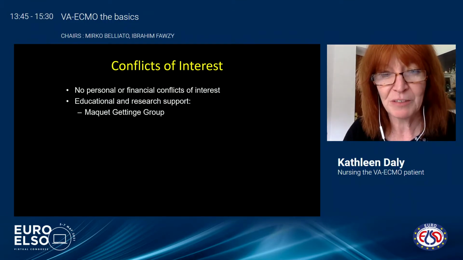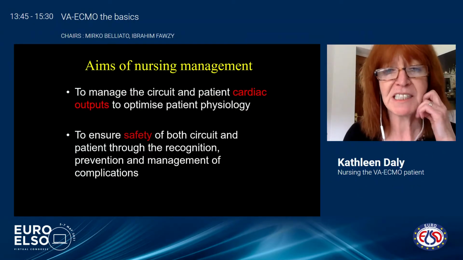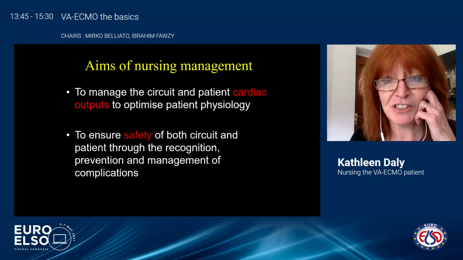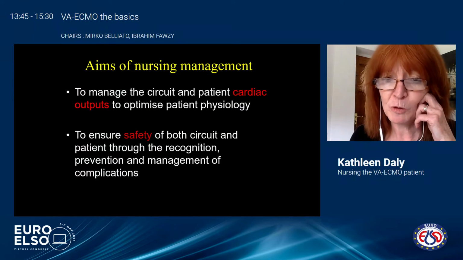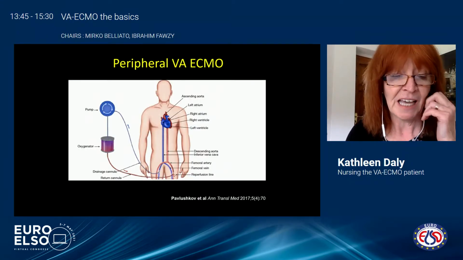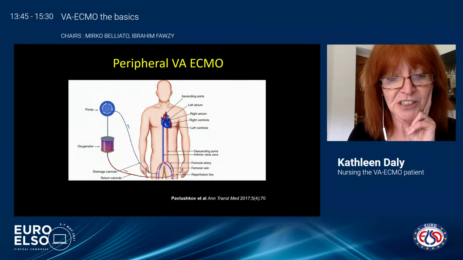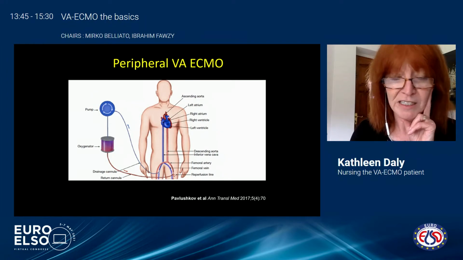When we think about the nursing role, what do we think the main aim of the nursing role is? Well, it's to manage the circuit and the patient's cardiac output to optimize patient physiology, but also to ensure the safety of both the circuit and the patient through the recognition, prevention, and management of complications. For the focus of my presentation this afternoon, I'm going to be focusing on the practical elements of the nursing care of VA patients.